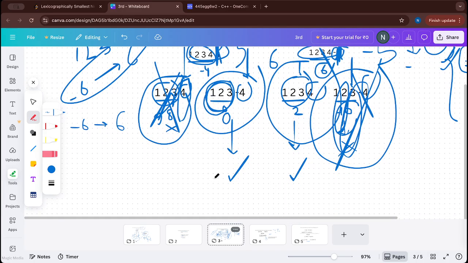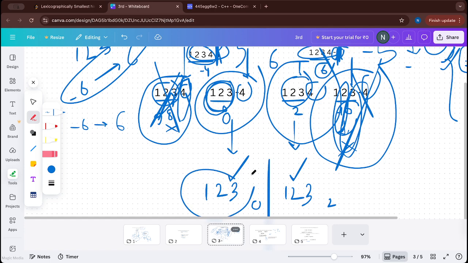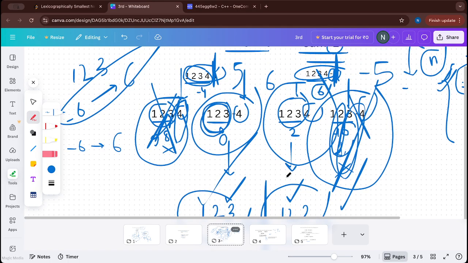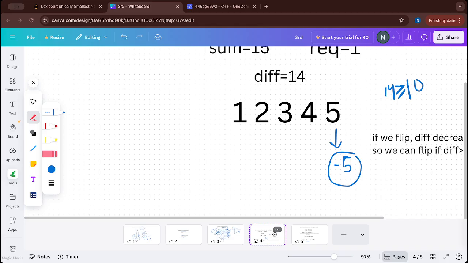So finally what are we left with? We are left with 1, 2, 3 with sum 0, and we are left with 1, 2, 3 with sum 2. If we clearly observe, both of these are possible, right? So 1, 2 minus 3 or minus 1 minus 2, 3 is possible for this, and 1, 3 minus 2 is possible for this. So anything is possible. So from this, are we able to understand anything? Can we get anything?